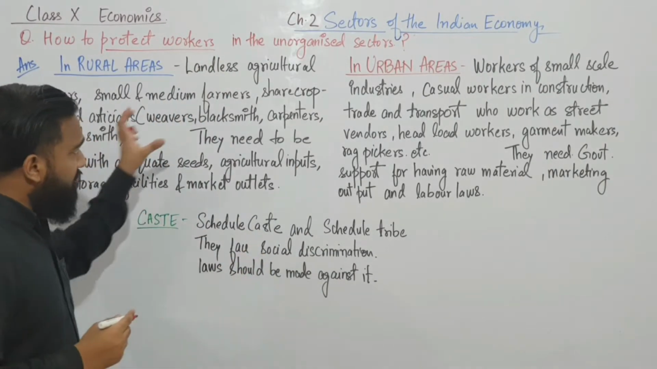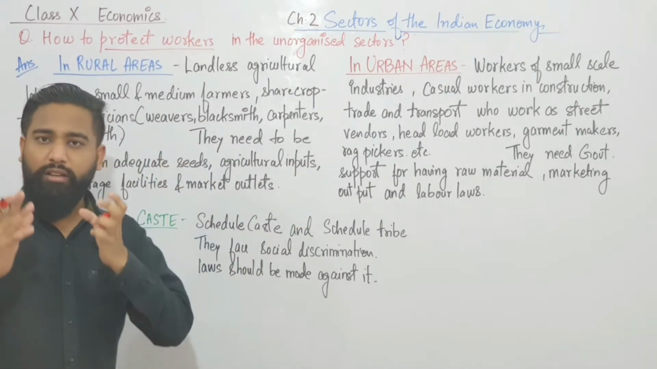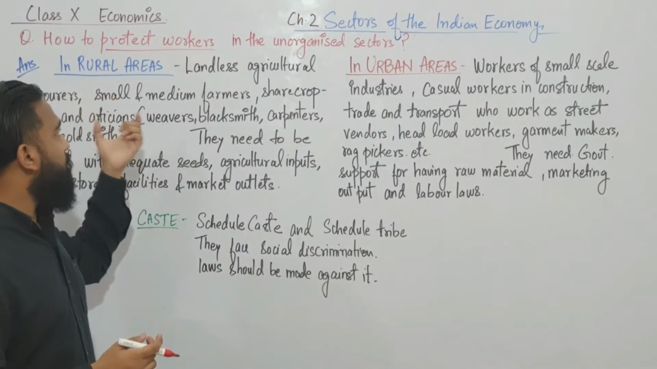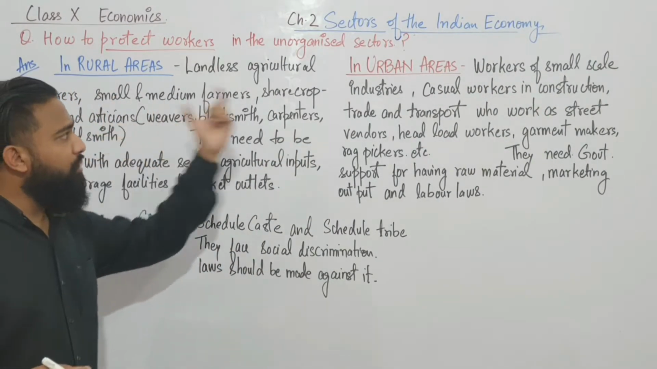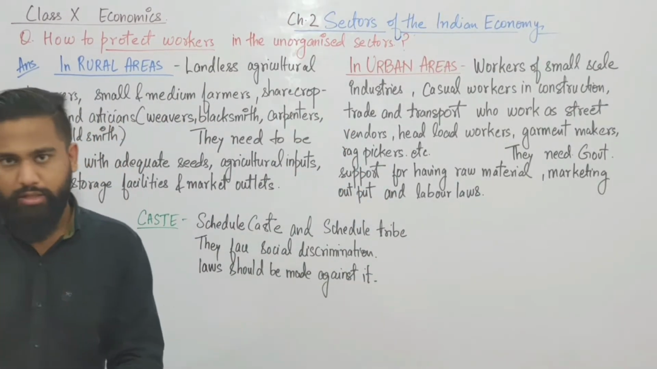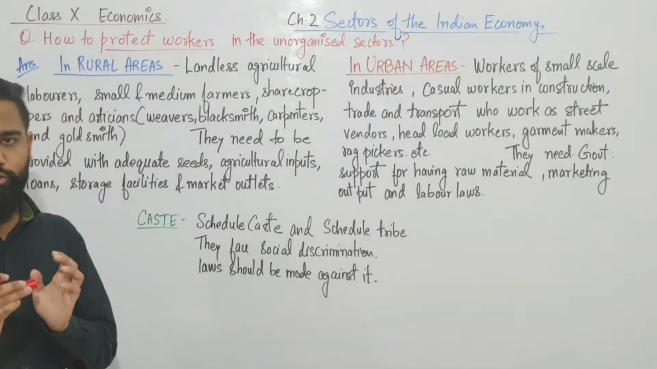Now I have differentiated the unorganized features in three things, like protection of workers in rural areas, protection of workers in urban areas, and according to the caste system which prevails in India. Now let's start with the rural areas.